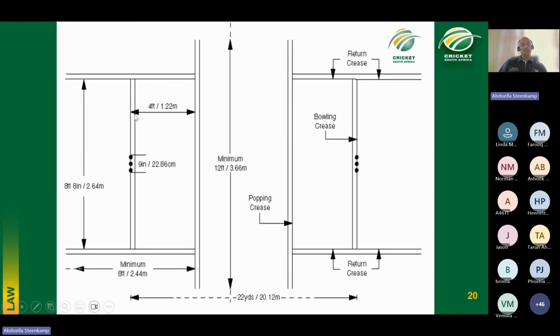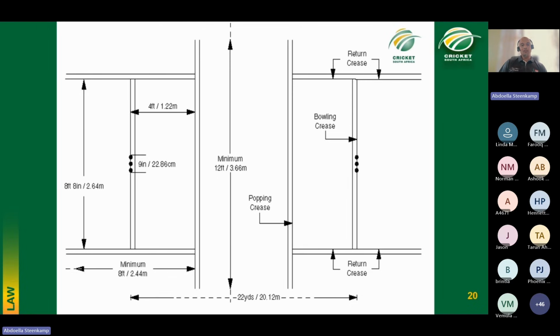The length from the back edge of the bowling crease until the back edge of the popping crease, if you can just follow the arrows here, is 1.22 meters. The length of the 2 return creases, and here there's a minimum length. The minimum length of the return crease is 2.44 meters.